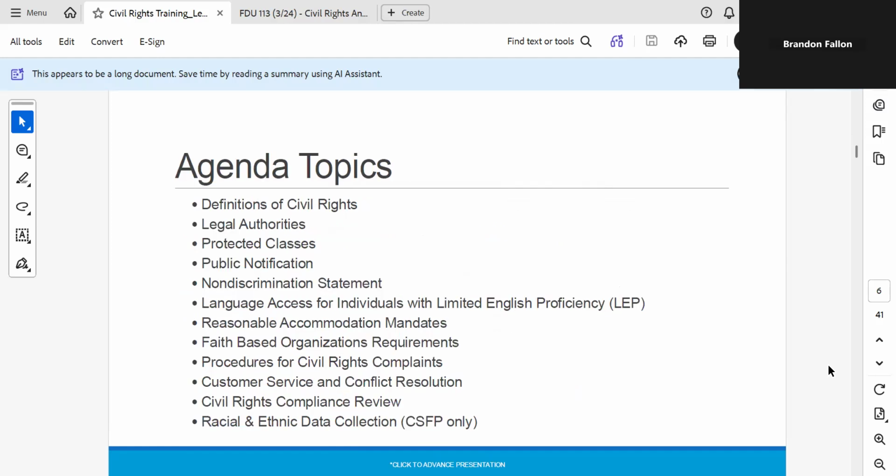returning. Agenda topics: definition of civil rights, legal authorities, protected classes, public notification, non-discrimination statement, language access for individuals with limited English proficiency, reasonable accommodation mandates, faith-based organization requirements, procedures for civil rights complaints, customer service and conflict resolution, civil rights compliance review, racial and ethnic data collection.